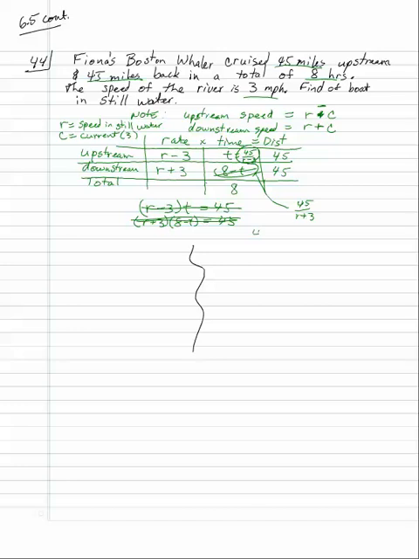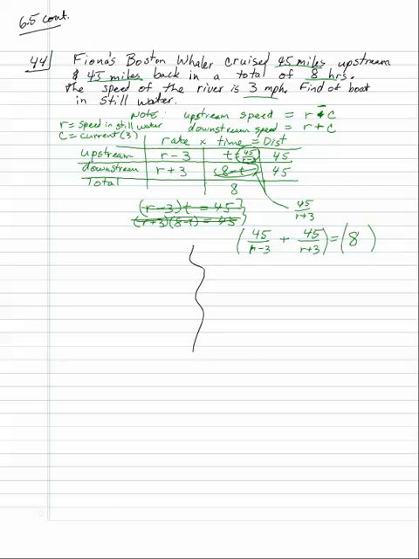So I'm going to take time going upstream plus the time going downstream is going to be equal to my total time of 8 hours. So that's the equation I'm actually going to use. This would have been fine. I would have had to solve a system using two variables. It would get me the same answer, but it might be a little more difficult. This is the way I'm going to do it.